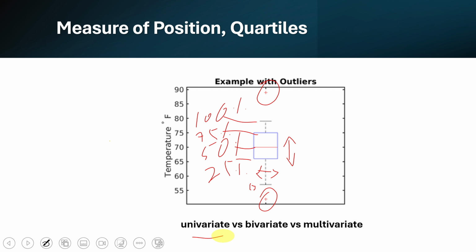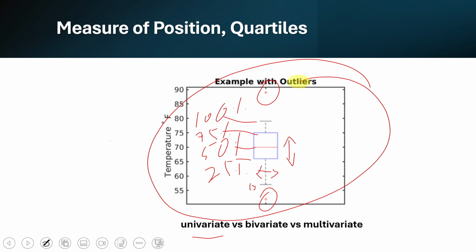So what is univariate? This whole example is univariate because there is only one variable we are working on. When you have two variables, it will be bivariate. When you have more than two, it will be multivariate. In future videos, we will do a full discussion of univariate, bivariate, and multivariate as well. So for now, we will stop here. We'll come back in our next session and start with that.